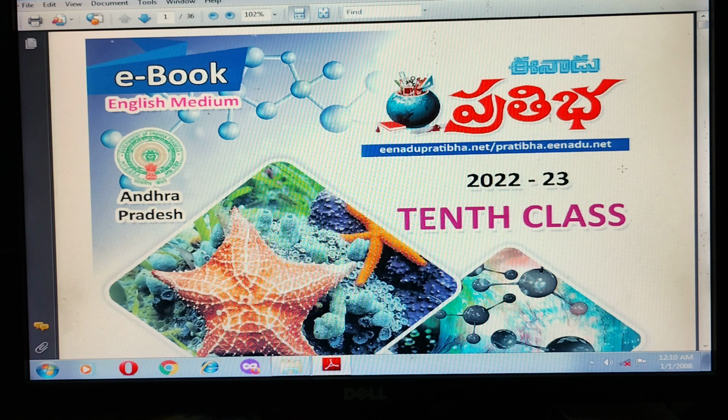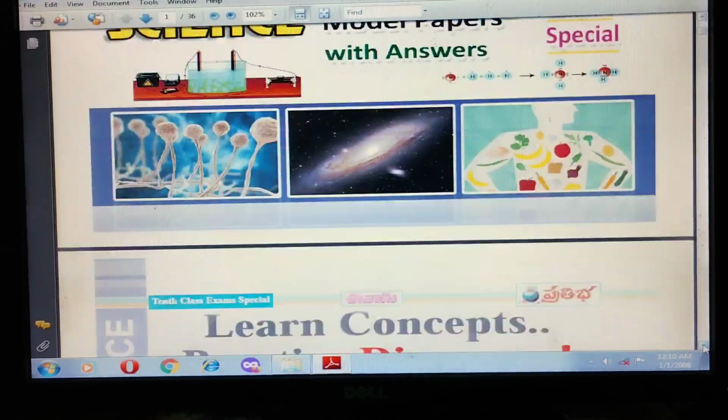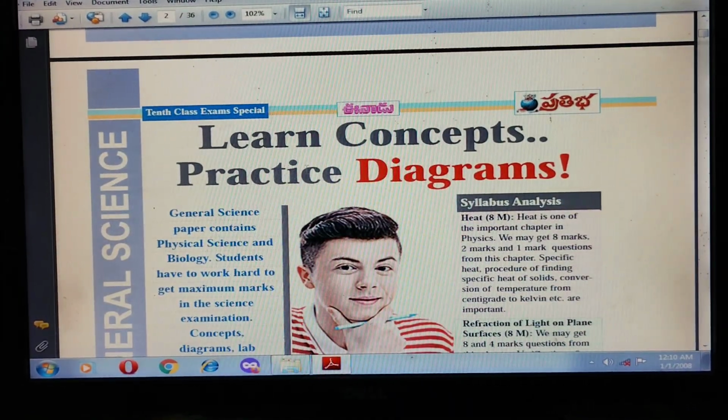And I already told you in that video that you should not focus only on 6 chapters. You have to focus on all the chapters. Here, according to the government rules, in Eenadu Pratibha, they released some important instructions to the students. We will discuss them one by one. So all students should learn the concepts.